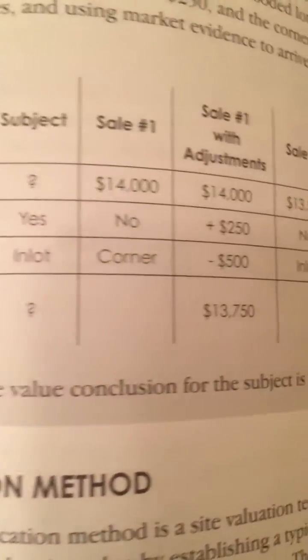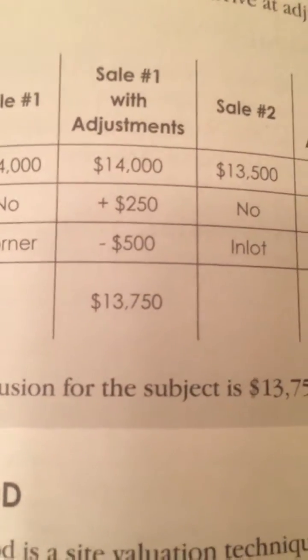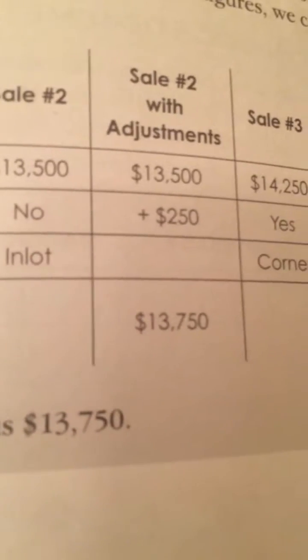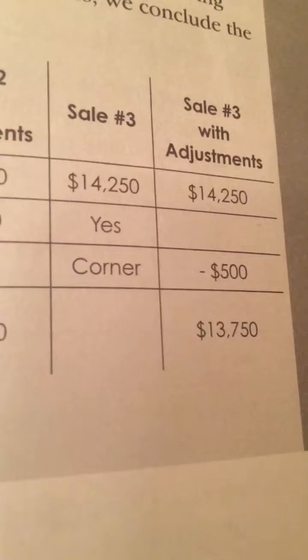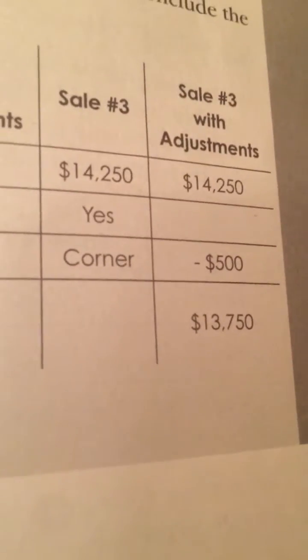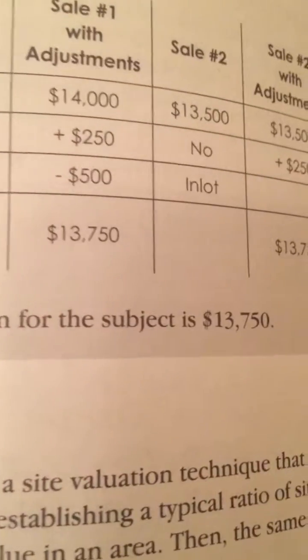Adjusted sale price. Sale number 1 with adjustments comes to $13,750. Sale number 2 with adjustments comes to $13,750. Sale number 3 with adjustments comes to $13,750. Obviously, the value conclusion for the subject is $13,750.